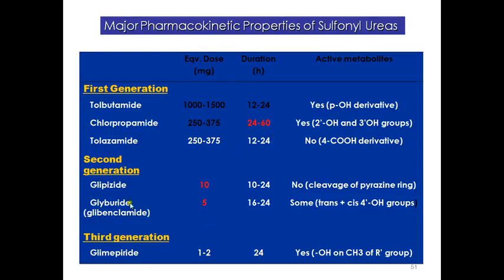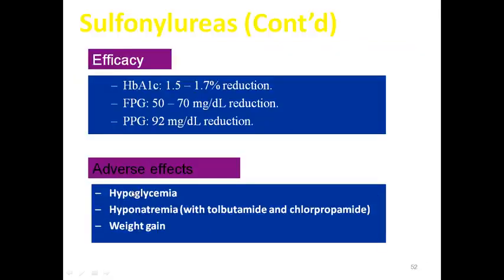The duration of action is longest for chlorpropamide, 24 to 60 hours. They have active metabolites. Glimepiride is the one usually prescribed nowadays. It has a 24-hour duration, and we can give 1 to 2 milligrams. Glibenclamide is the one which has been advised in pregnancy as well. They reduce HbA1c by 1.5 to 1.7%. Fasting plasma glucose reduction is by 50 to 70, and postprandial by 92 milligram per dL.